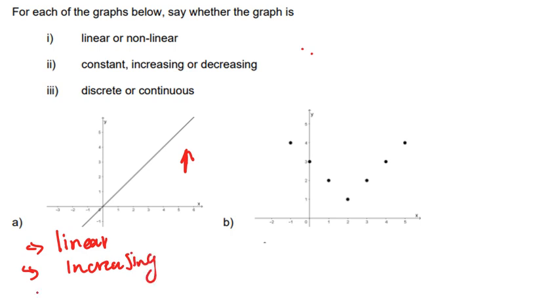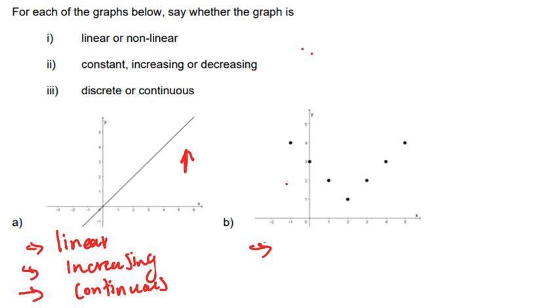Is our graph discrete or continuous? Of course, this graph is a line, so it should be continuous, okay. Simple. That's how simple it is. Then let's get to number B.